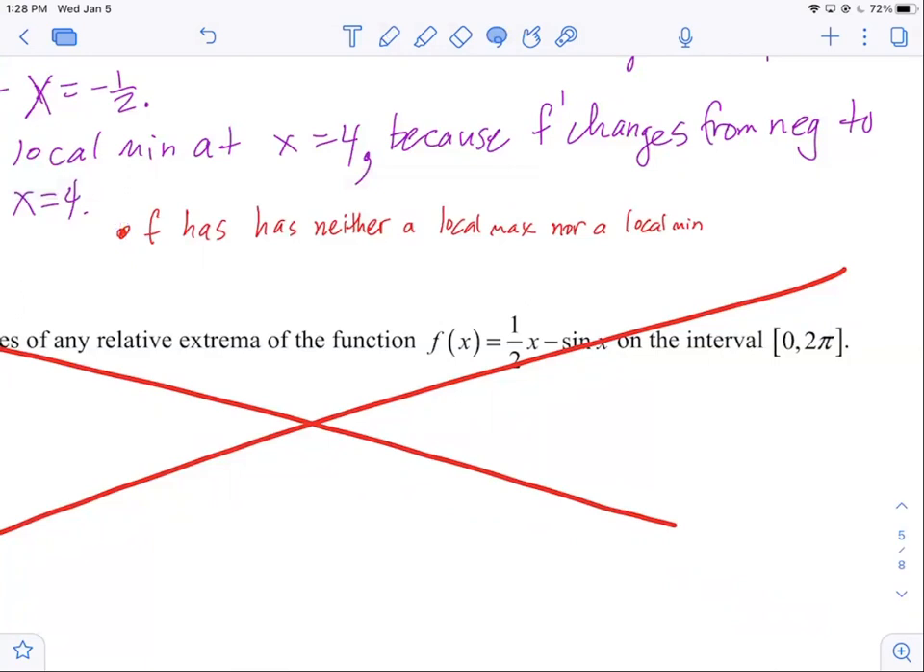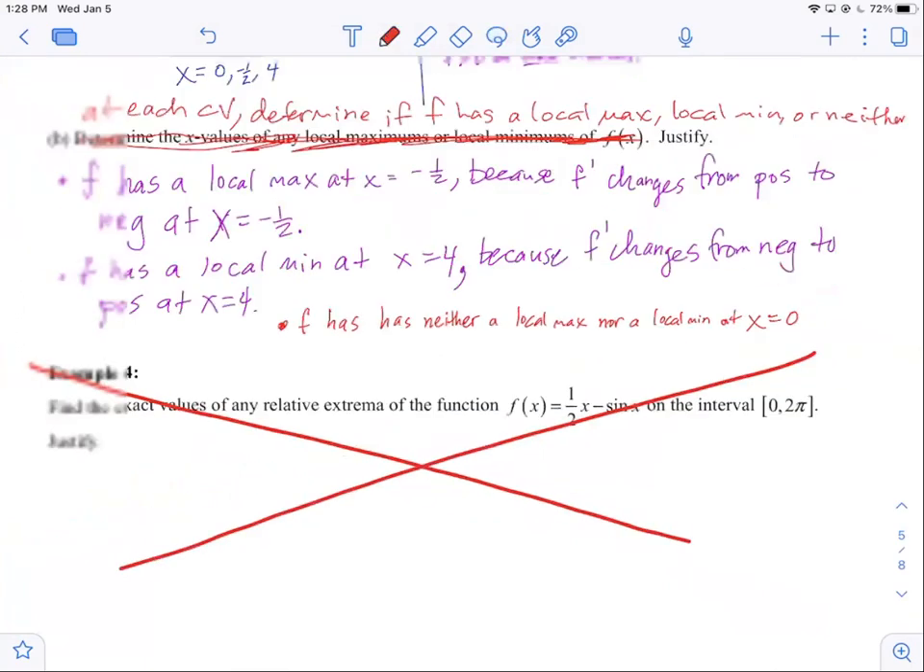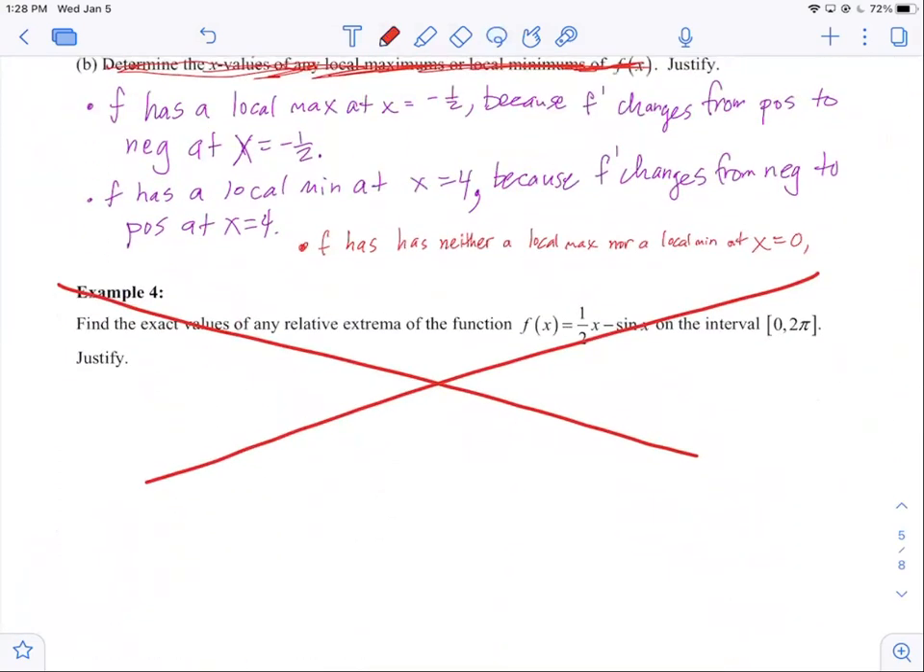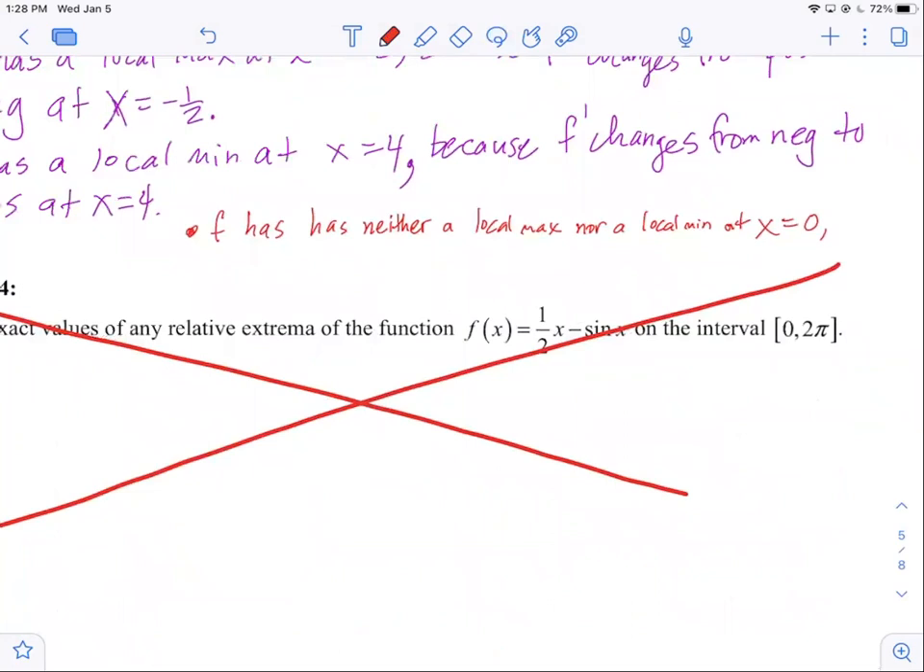F has neither a local max nor a local min at x equals 0, right? I'll look back up here to make sure. Yeah, at 0. And now how do we write it? What would you suggest? Go ahead. Since the signs of f prime stay the same.